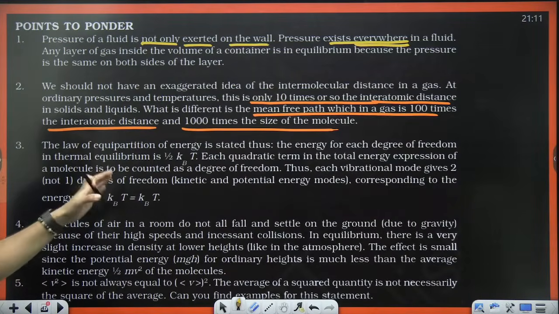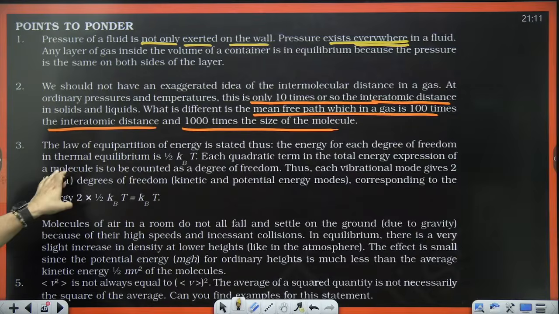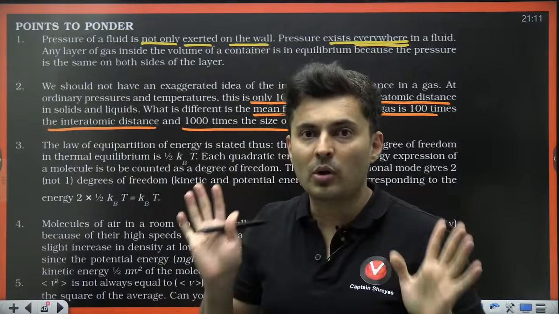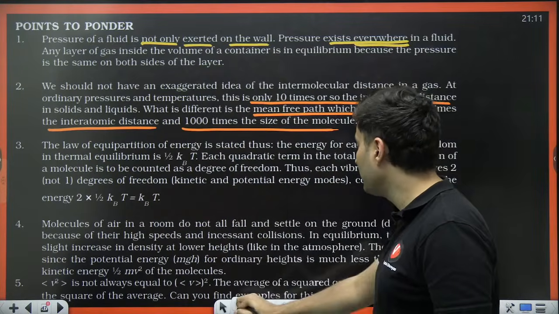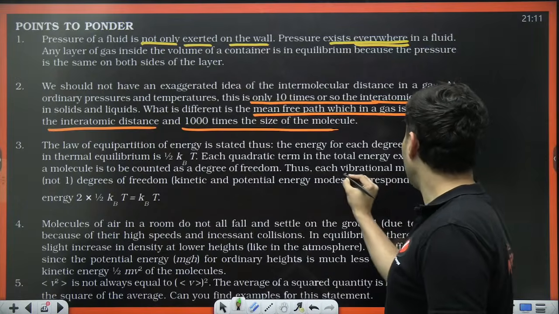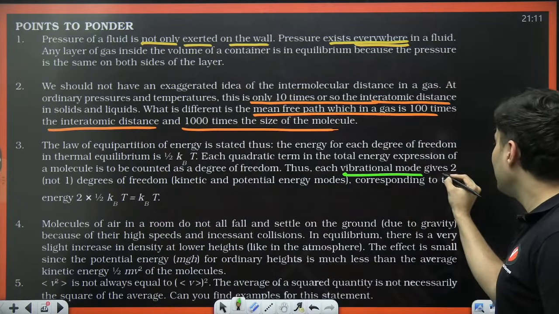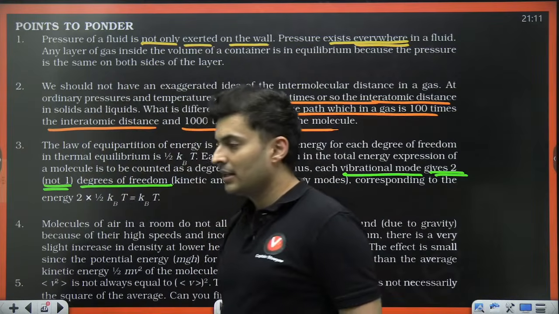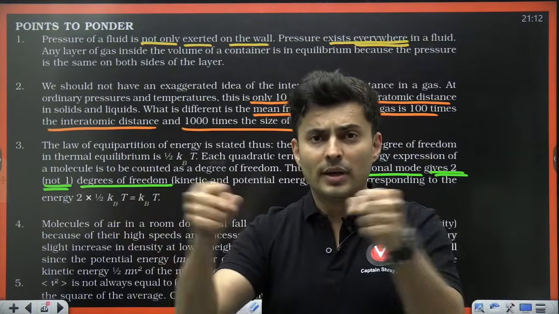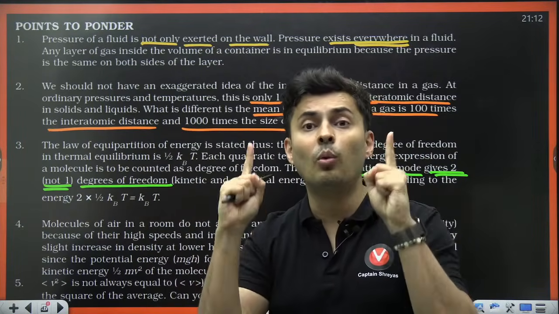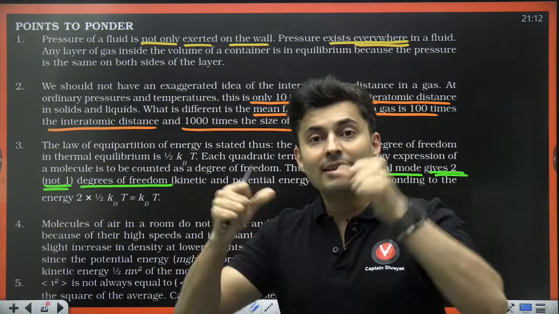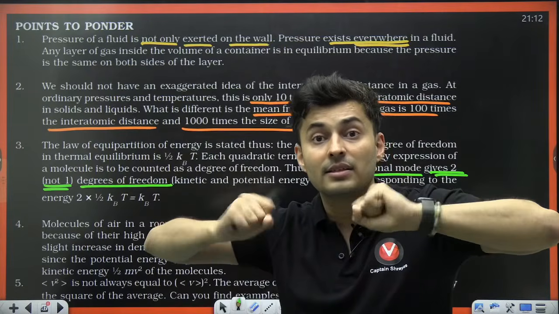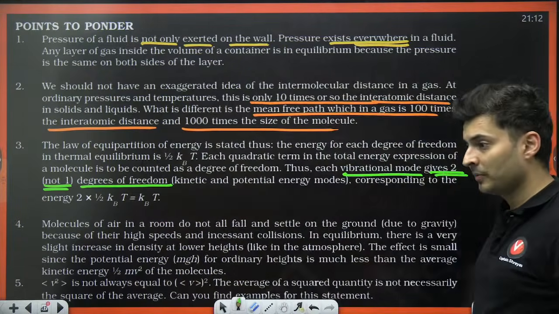Law of equipartition of energy is this, correct? Half kT. Each term is a degree of freedom, correct? But if there is a special problem which talks about vibrational degree, then you need to be a little bit careful. If vibrational mode is given, then it is considered as 2 degrees of freedom, not 1. Understand that. If there is a gas which has vibrating molecules and it is saying that it has 1 mode of vibration, 1 mode is counted as 2 degrees of freedom. Keep that in mind. Okay?